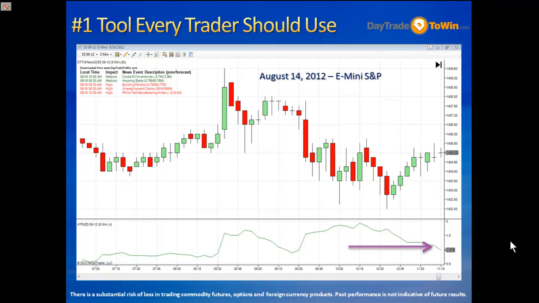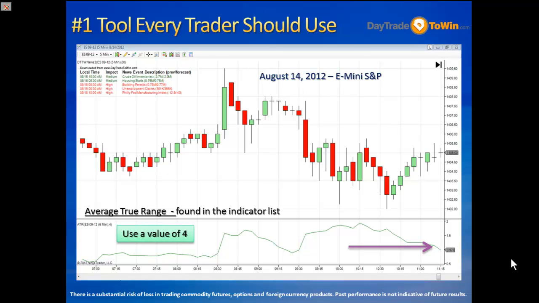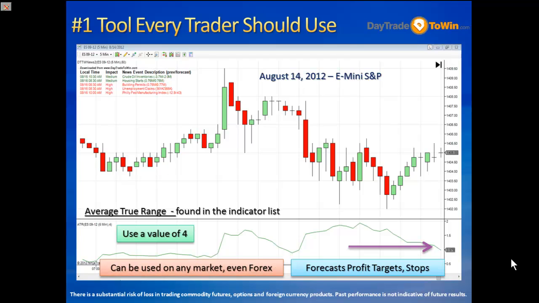Yes, Ron, the upper limit is 5 points, 20 ticks. When the market is that chaotic, you stay out. Okay? You stay out. To recap this excellent tool, the ATR, with a value of 4, remember that only the most recent current conditions are important. So forget about looking at what happened 3 hours ago. Forecast profits and targets. Okay? Forecast profits and targets can be used on any market, even Forex, right?